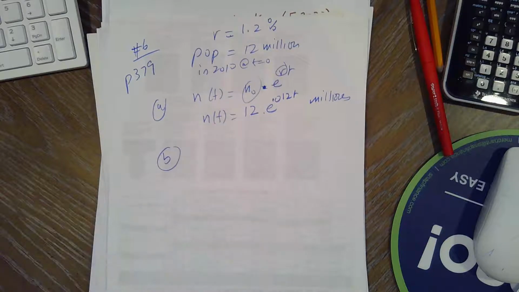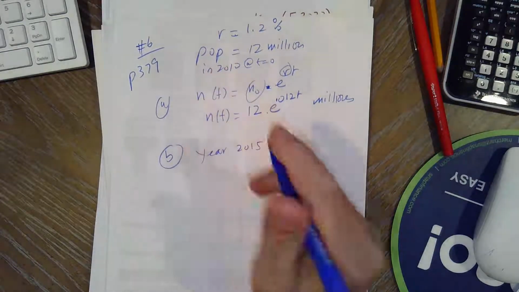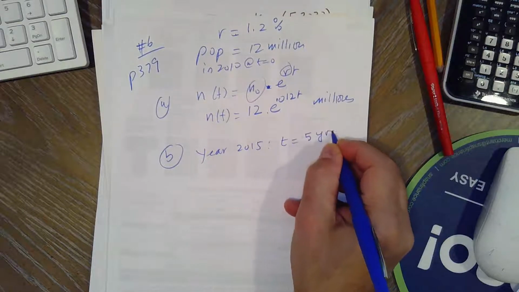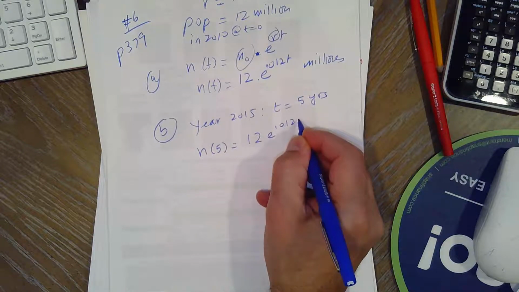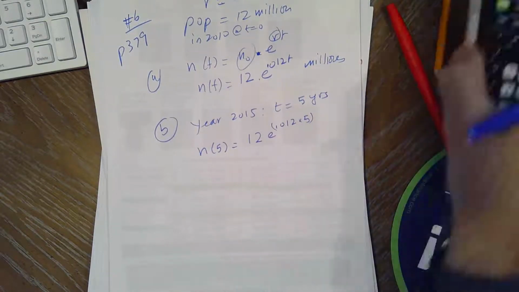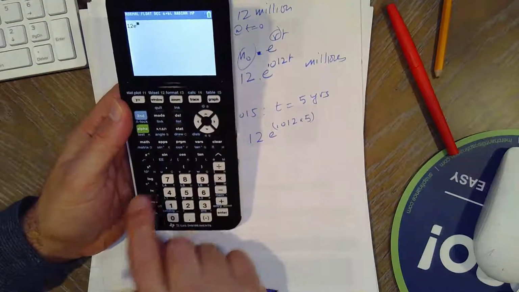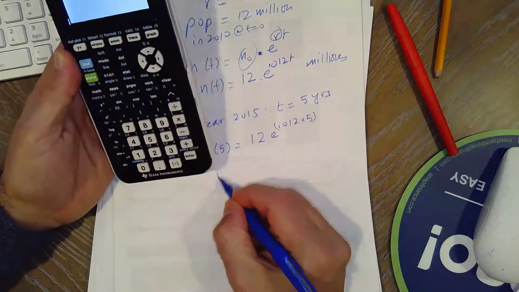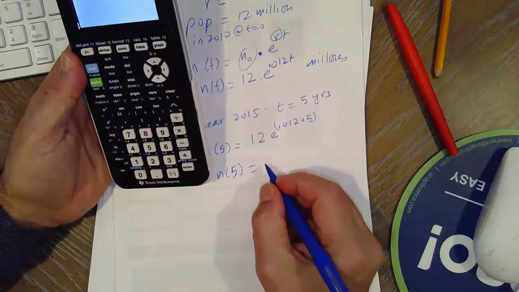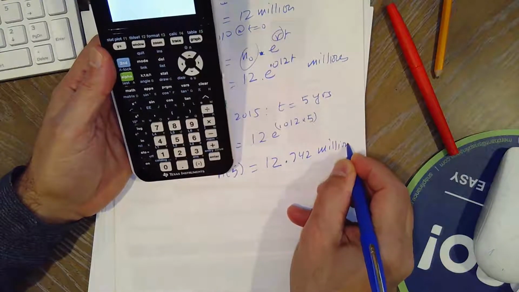Part B, estimate the fish population in the year 2015. Year 2015 is 5 years from 2010, so t is 5. So N of 5 is 12 e^(0.012 times 5). Let me put it in my calculator. 12 times e to the 0.012 times 5. So the population size in the year 2015 is 12.742, and remember this is in millions, okay?